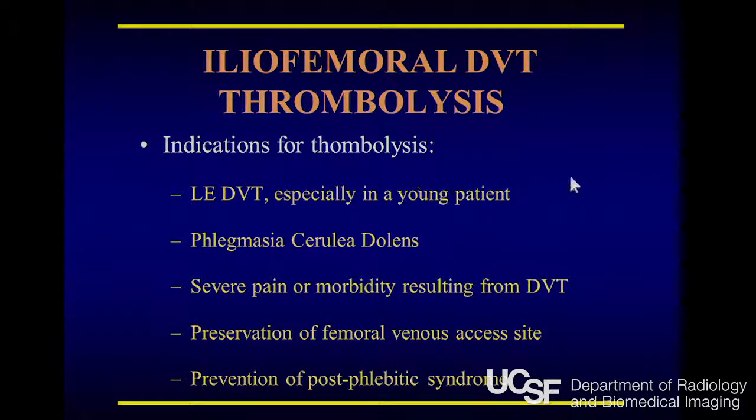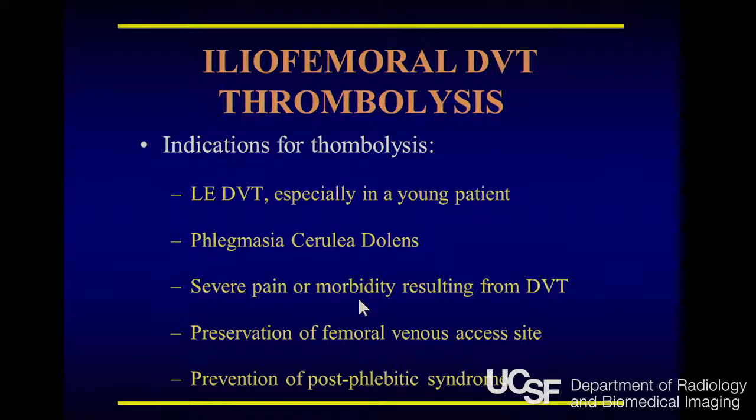So the indications for iliofemoral DVT thrombolysis would be lower extremity DVT, especially in a younger patient. We want to prevent damage to the valves in the veins, prevent them from getting the post-phlebitic or post-thrombotic syndrome later on in life if it's treated by traditional anticoagulation. Phlegmasia cerulea dolens, this is where the degree of venous obstruction is so severe that it impairs arterial inflow into the extremity. And this is an emergent indication for this. We'll come in the middle of the night to treat patients with this to avoid loss of the extremity.